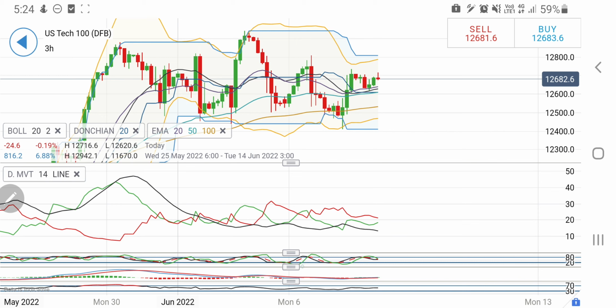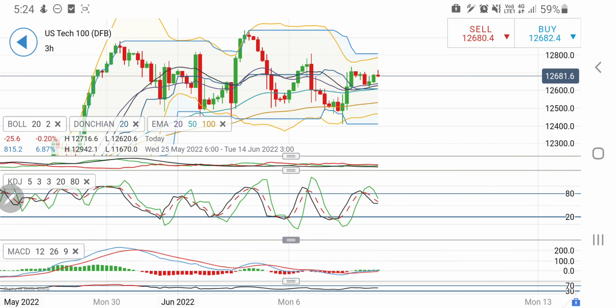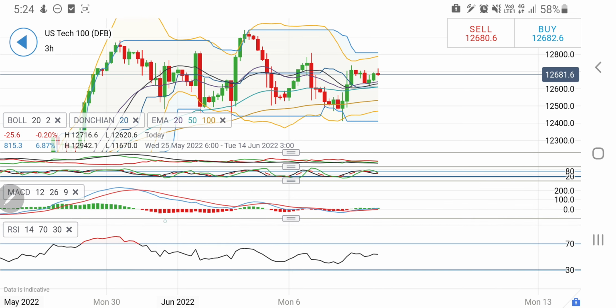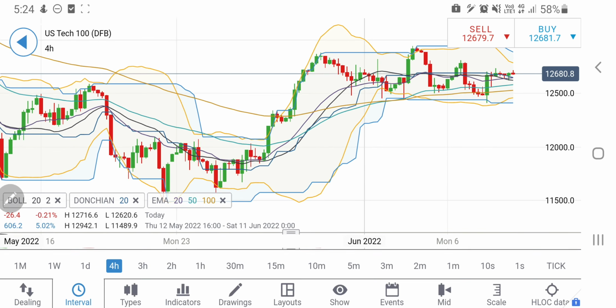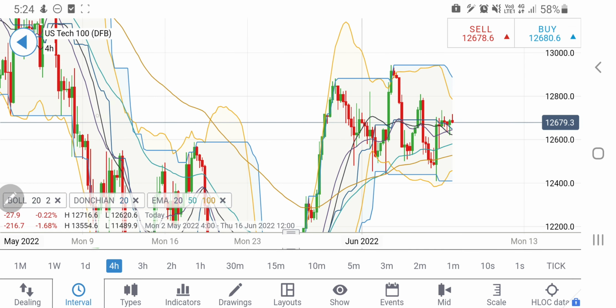Now look at the directional movement. It is trying to converge and cross over for a bullish move. The stochastic is converging and crossing over for a bullish move. The MACD is trading flat and it is already green. The RSI is sloping slightly downwards. Now look at the 4-hour charts, and if you consider this chart, see what it is trying to do.